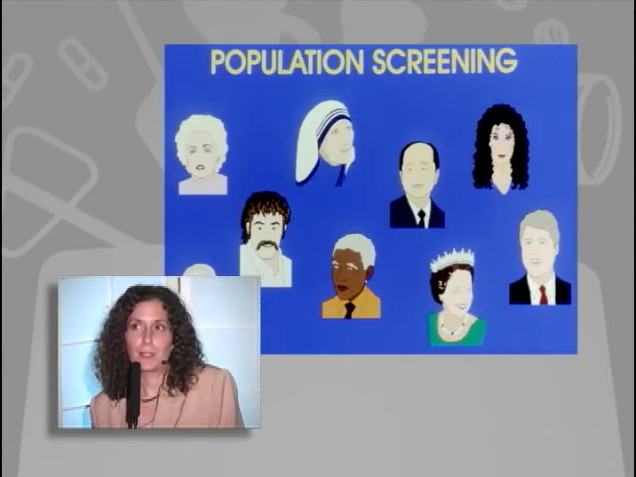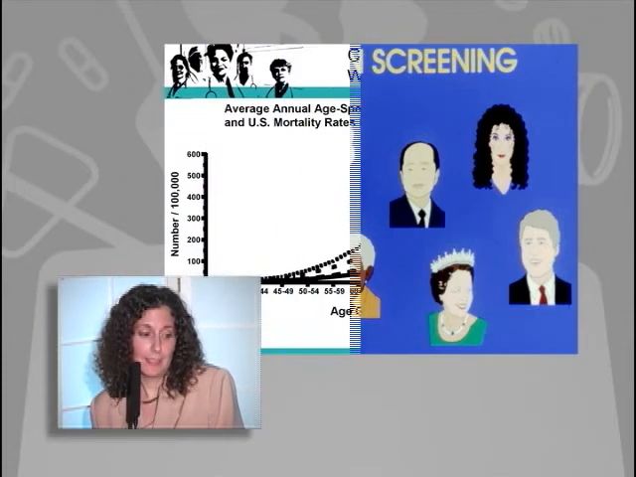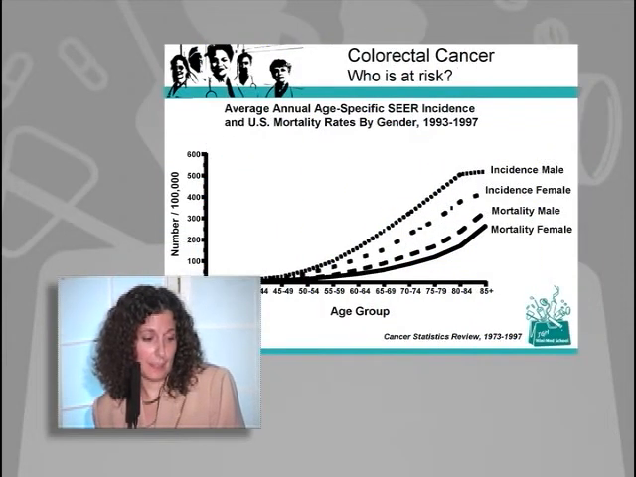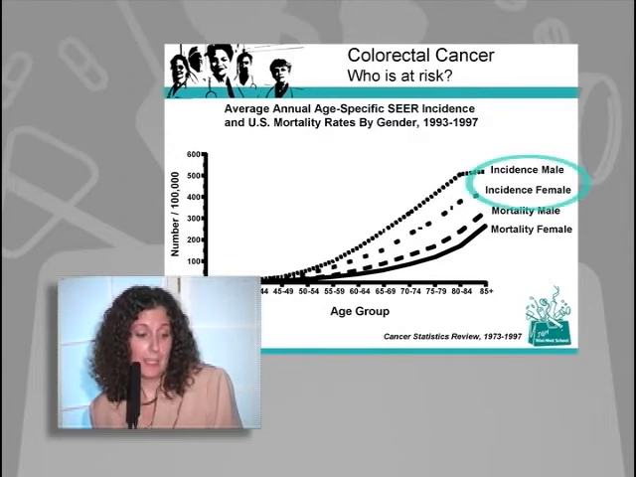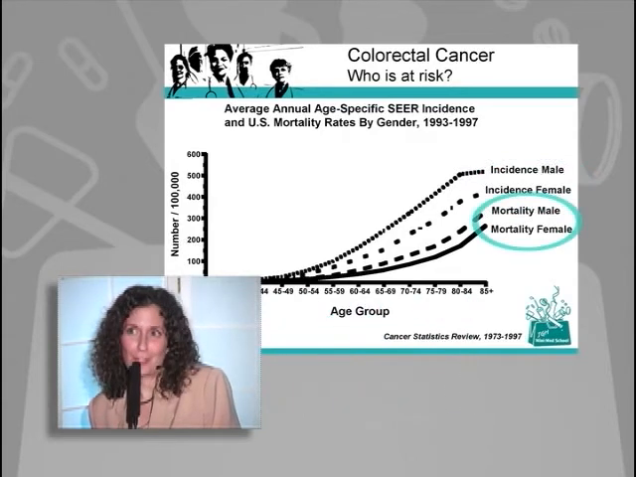So how do we go about screening a huge population? We're talking about women, men, people of all races. Well, first we have to find out who's at risk. And this graph shows us exactly who's at risk. And like we've mentioned before, we see that males and females are both at risk. The incidence of polyps and cancers increases after the age of 40 and significantly more after the age of 50. And the mortality rates follow that trend as well.